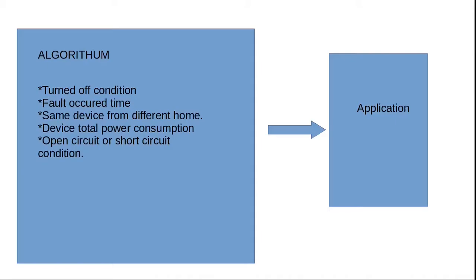And after collecting all the data, you remove the turned off condition and also find the fault occurred time. After finding the fault occurred time, you will come to know how many days, how many hours this device ran, because we use the timestamp. The timestamp evaluation will take place. All the timestamp data will be totaled here, and when that is totaled, you will get how many days it ran.